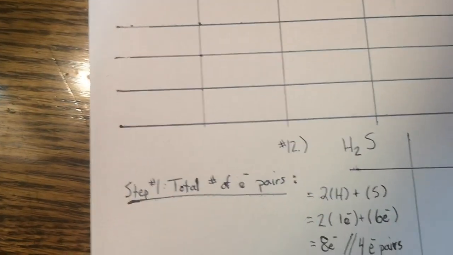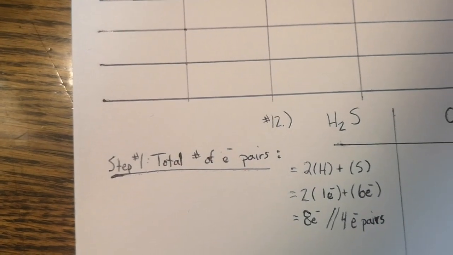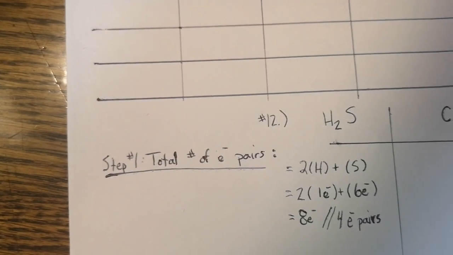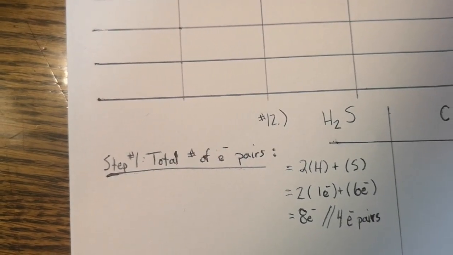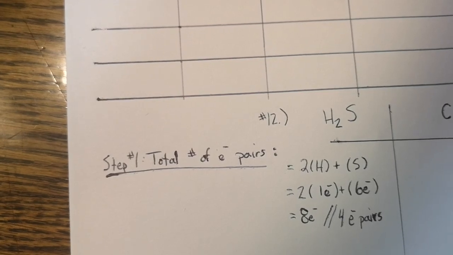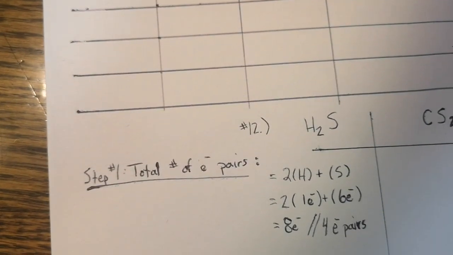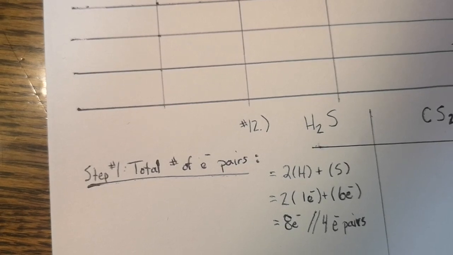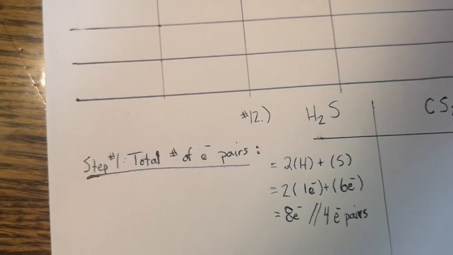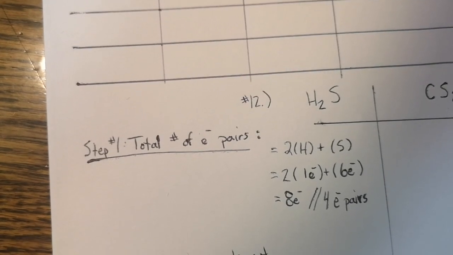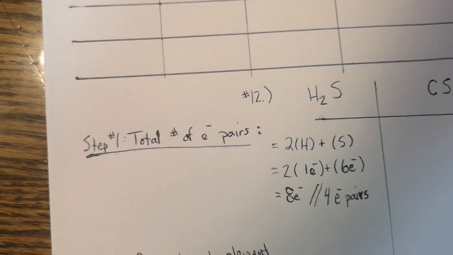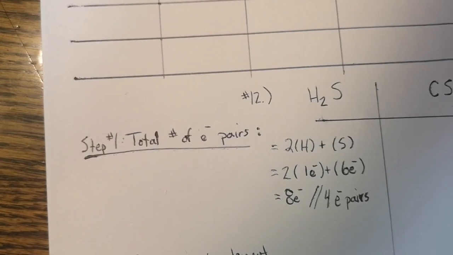So if we were to look at the diagram, the first thing we need to do to draw a diagram, such as question number 12 in the last assignment, is step number 1, total up the number of electron pairs. There are 2 hydrogen atoms and 1 sulfur atom. Each hydrogen contributes 1 valence electron, each sulfur 6 valence electrons, for a total of 8, meaning that there are 4 electron pairs that should be present in our final diagram.